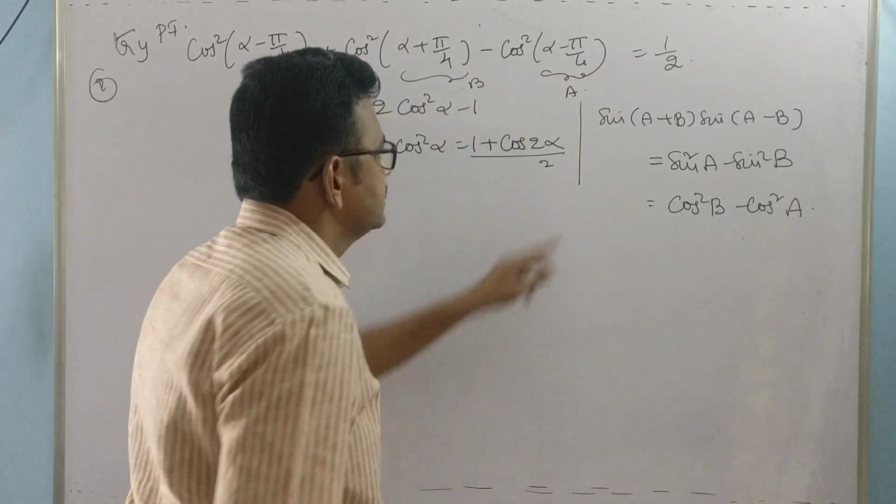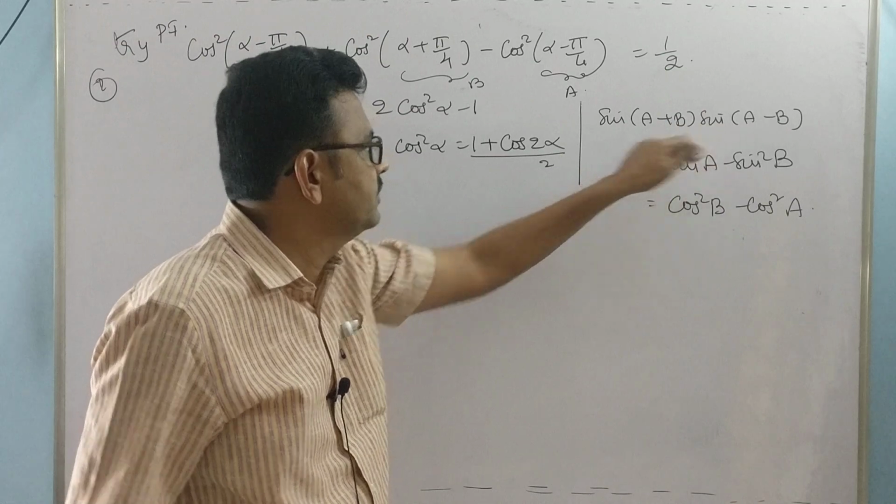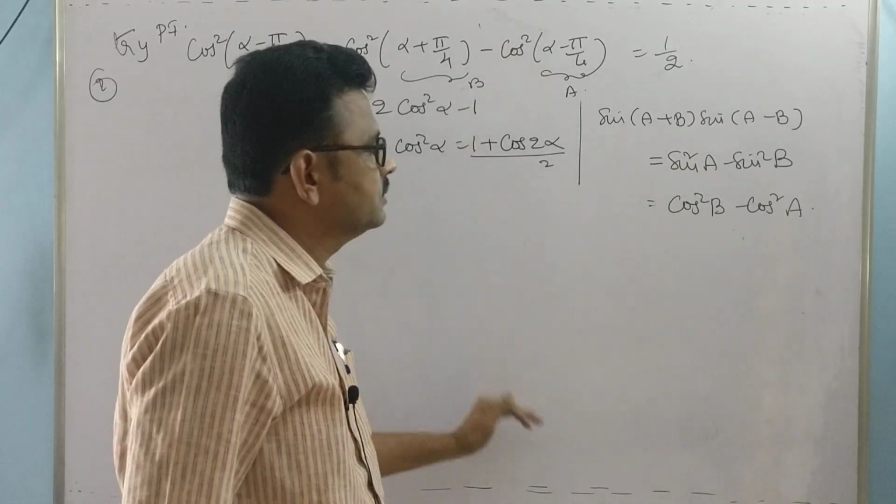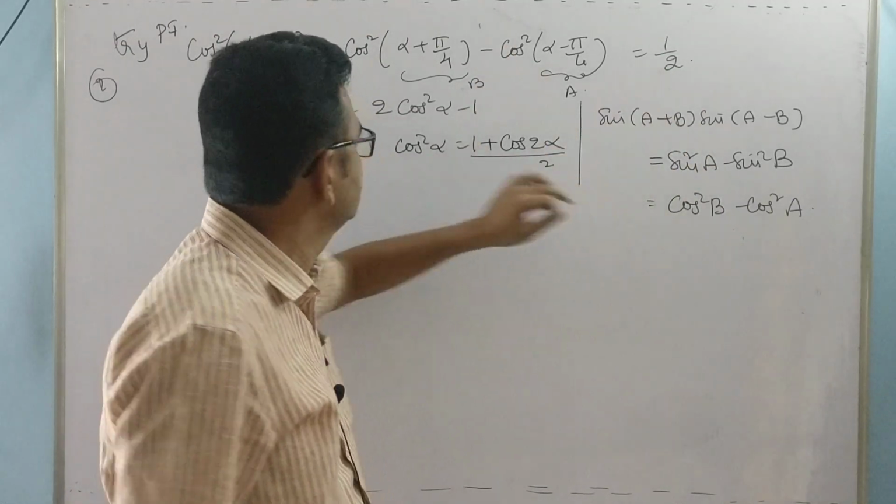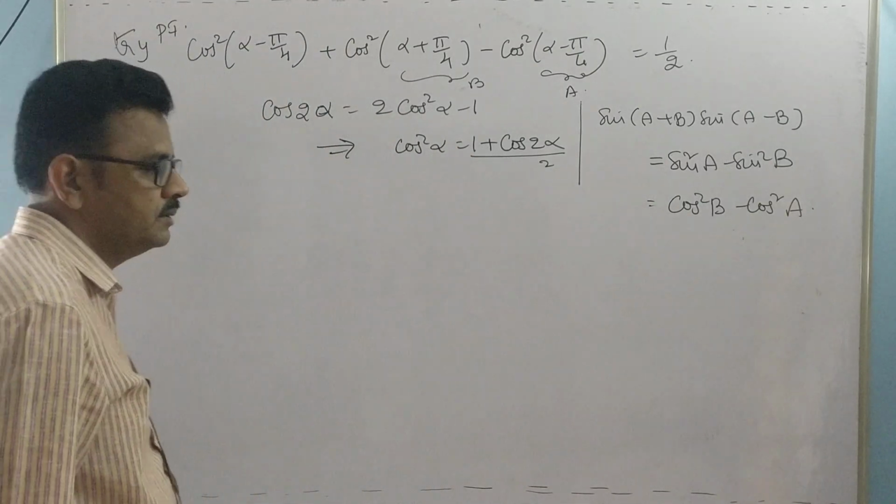Now write sin of (a plus b) into sin of (a minus b), just like the previous sum. So you get the answer 1 by 2. Okay, the remaining part you have to complete.